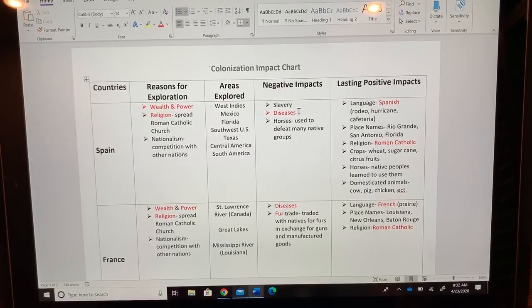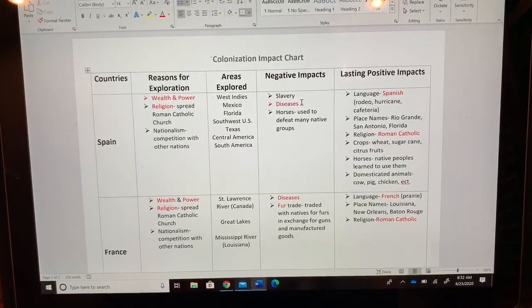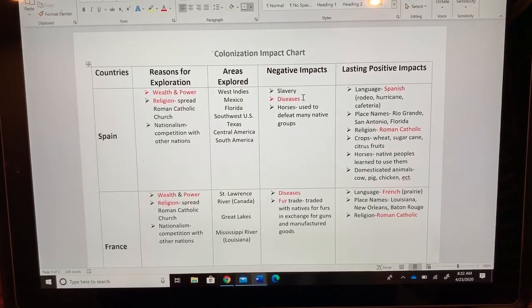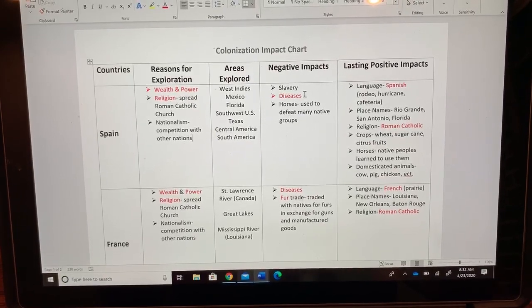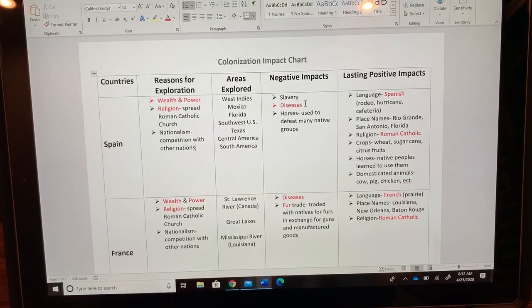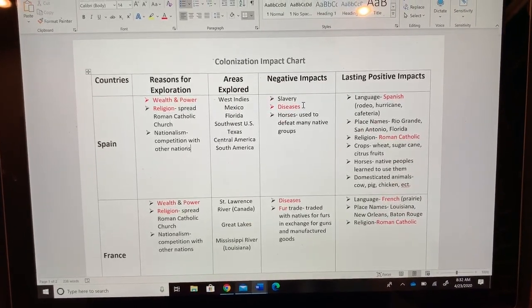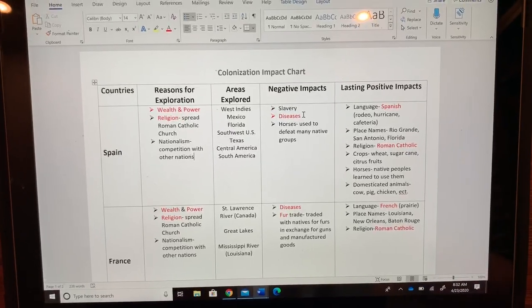And so it's estimated, we don't have an exact number, but it's estimated that close to 90% of the Native American population died as a result of the diseases brought over with Europeans. So this was an unexpected impact. The Europeans had no idea this was happening, but it did. And it really affected the Native American culture.